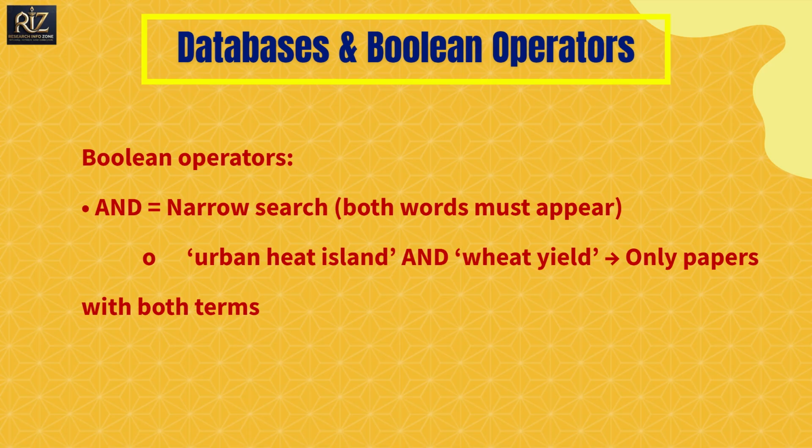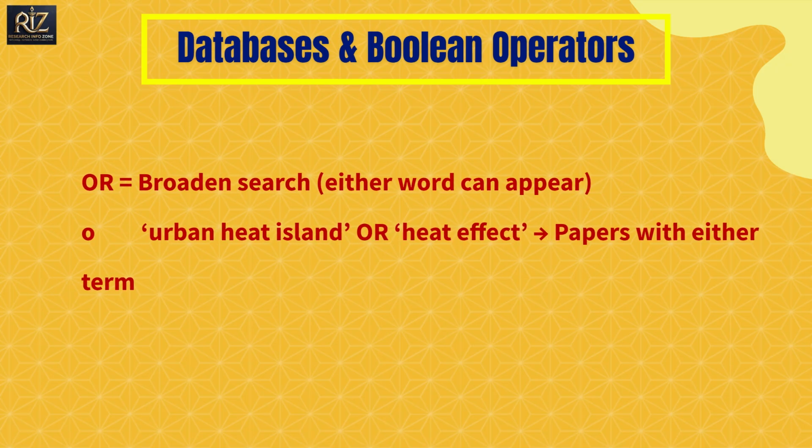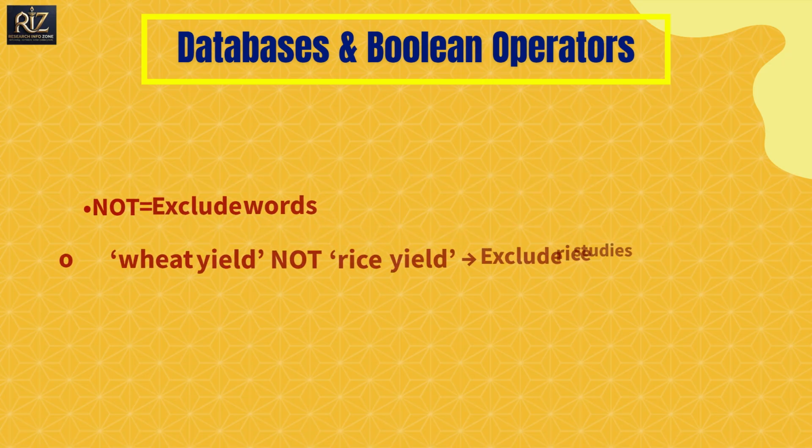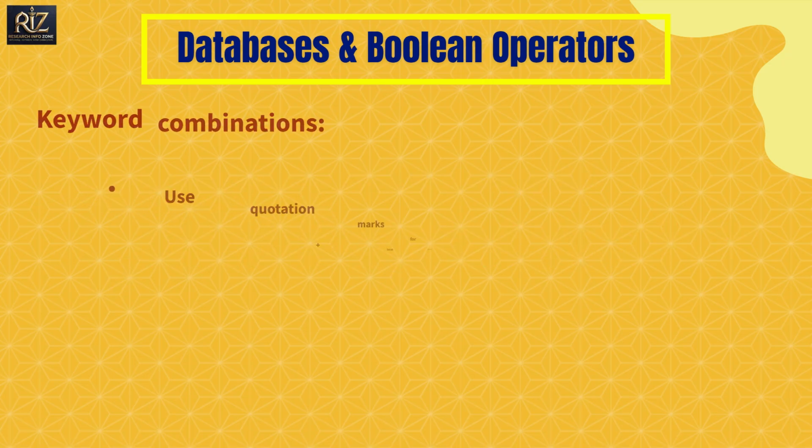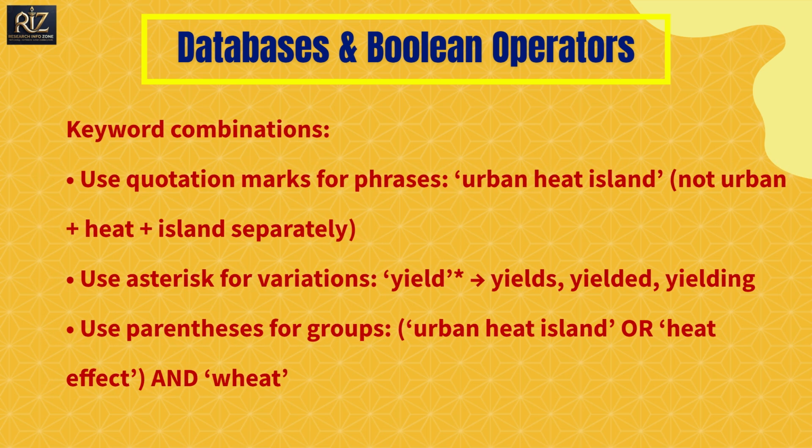And narrow search where both words must appear, like urban heat island and wheat yield, or broaden searches where either word can appear, like urban heat island or heat effect. Not: exclude words, like wheat yield not rice yield, to exclude rice studies. Keyword combinations: use quotation marks for phrases like "urban heat island", not urban plus heat plus island separately.